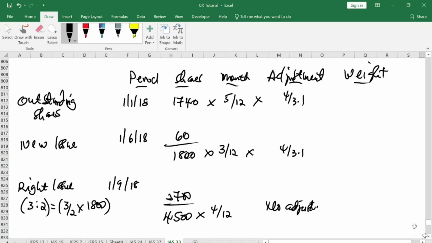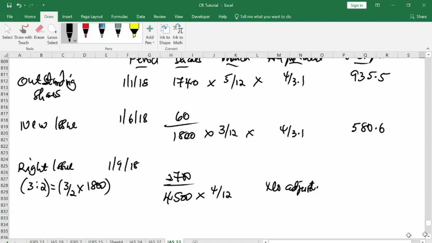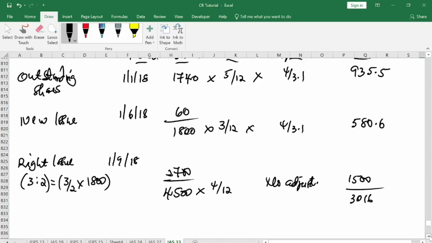And then we work it out. So we have 5 over 12 times 4 over 3.1 times 1,740. So here is 935.5 times 3, 1,800. This gives you 580. So 4/12 times 5,500 gives you 1,500. When I'm done, then you add it up, plus 935.5. Alright, so this is your weighted average number of shares.